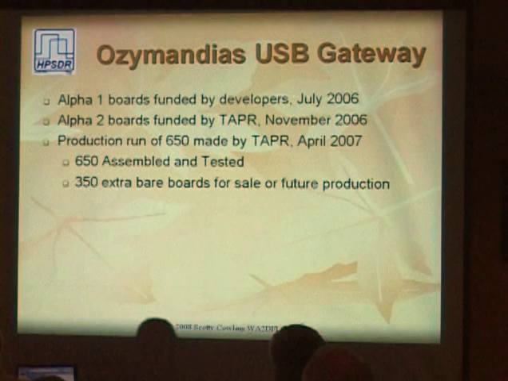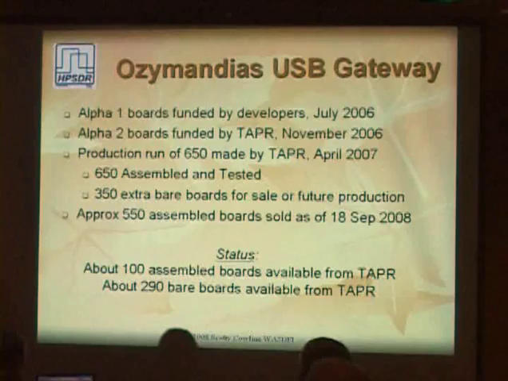These are the boards that you have because there's only been one run. And we bought a few extra boards just in case, because this is going to be needed by most everyone that uses HPSDR. So approximately 550 assembled and tested boards have been sold as of today. So there's about 100 left, and we have about 290 bare boards. When these sell out, it's undetermined what's going to happen with another build, but there still will be bare boards. So you can still roll your own if you're so inclined. You have to be really inclined too.